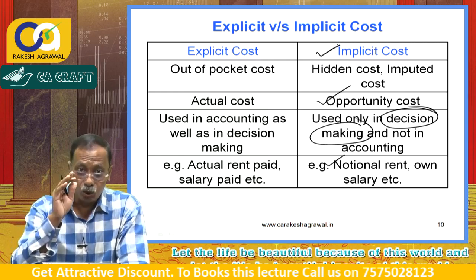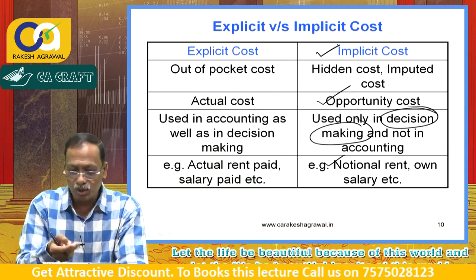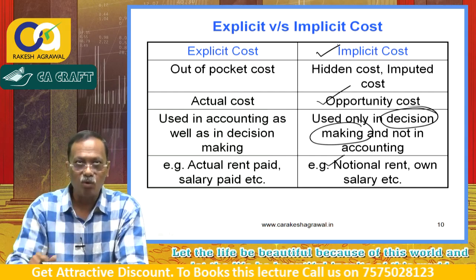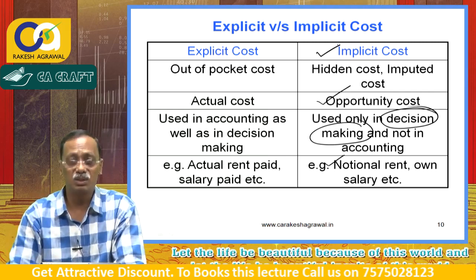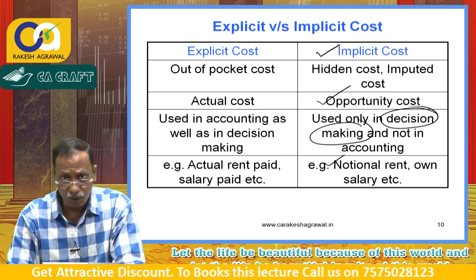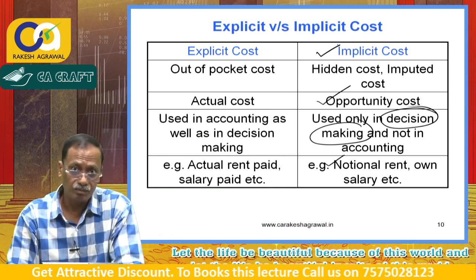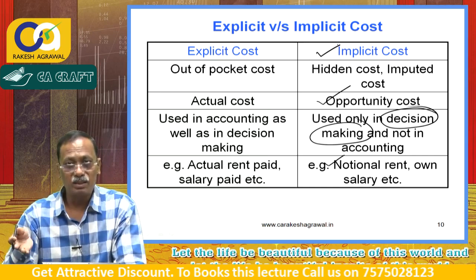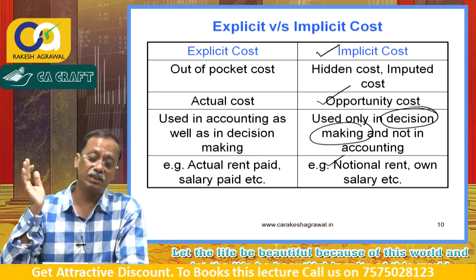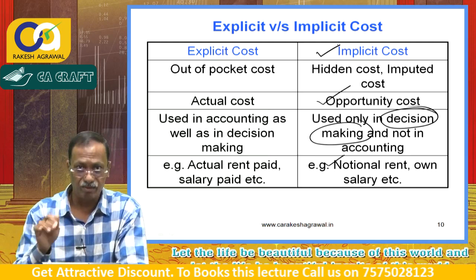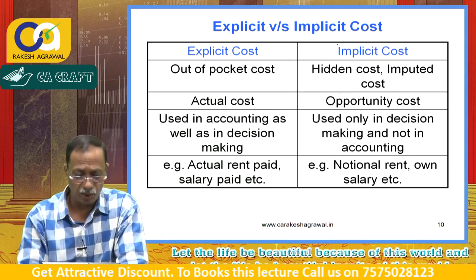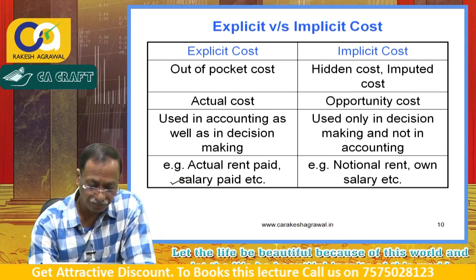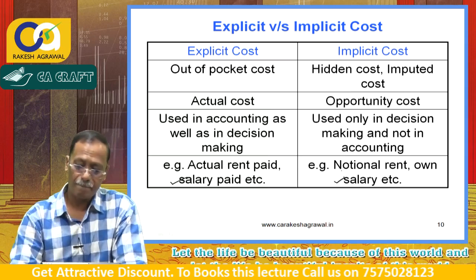So we don't do accounting with implicit cost because there is no voucher, there is no actual outflow of cash. But for decision making, implicit cost is important. If you ignore implicit cost, your decisions will go wrong. And that is what is important in CA Final, because we will be considering all implicit costs wherever required in decision making. Let's take one more example of salary, right?